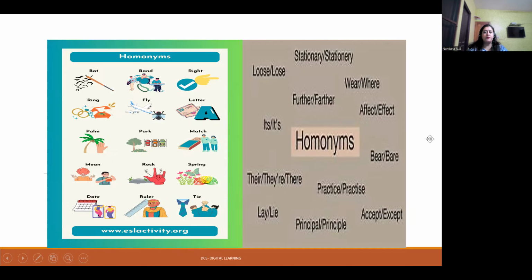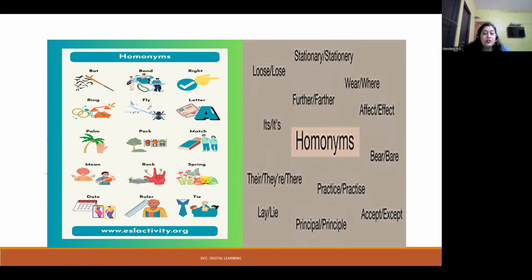Some more homonyms here. The first image, bat. There are two meanings there, as we have just seen. One refers to the playing apparatus and the other is the flying mammal. Band refers to people singing in a band, or the other one, anything that holds something together, is known as a band. Right. One is when something is correct, you say it is right, or also you could indicate direction, right and left. Ring, the one which you wear on the hand, and the telephone ring.